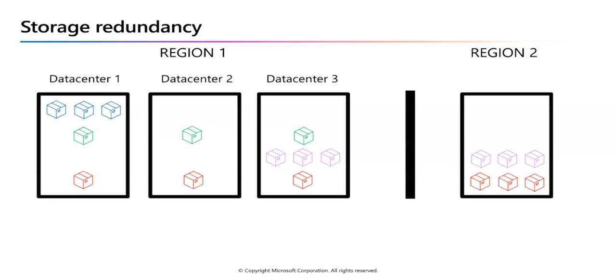And then finally, we go to the top of the line, GZRS, or Geo Zone Redundant Storage. Now, this also has 16 nines in durability, but this redundancy has 3 availability zones in the primary region and a single data center in the secondary region. Now, as you increase your redundancy, yes, you are also going to increase your costs. But again, for business critical items, this allows you to increase your overall availability.